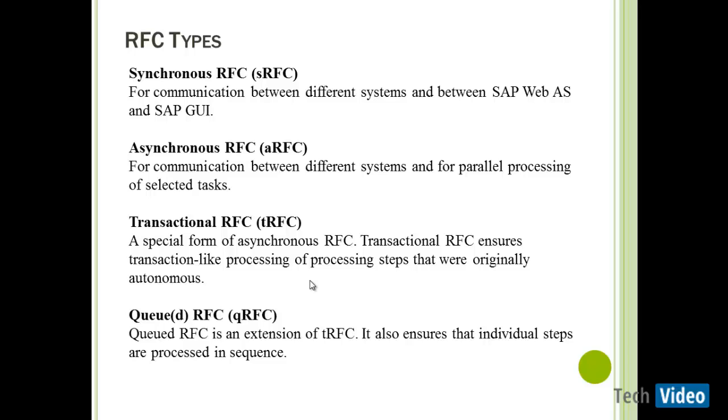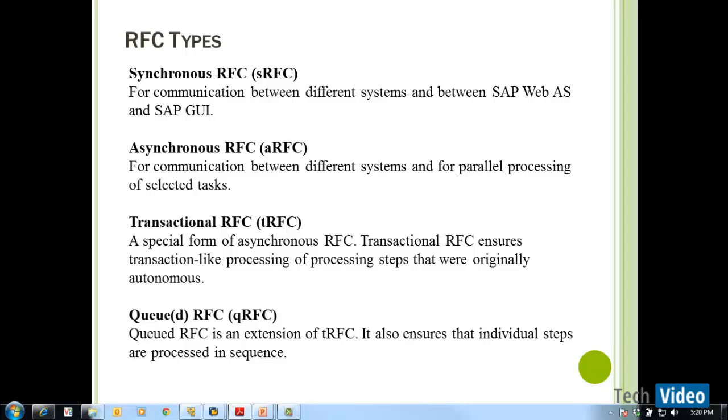We have four different kinds of RFC types, actually five different kinds. One is called background RFC, which is not used much. The first one is synchronous RFC, used for communication between different systems and between the SAP application server and SAP GUI.